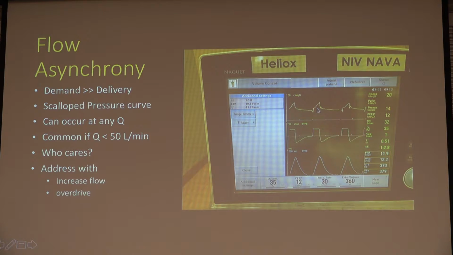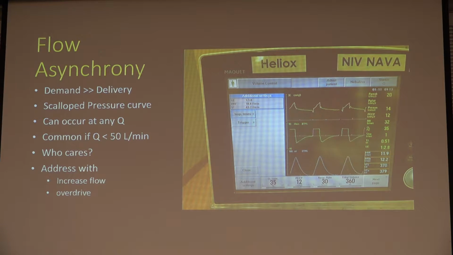Flow asynchrony develops when demand is higher than that delivered, and it's going to develop in that scalloped pressure curve that I talked about. Really, flow asynchrony can occur at any flow, but it's much more common any time that the flow is set less than 50. You're going to see a lot of flow asynchrony in these patients.